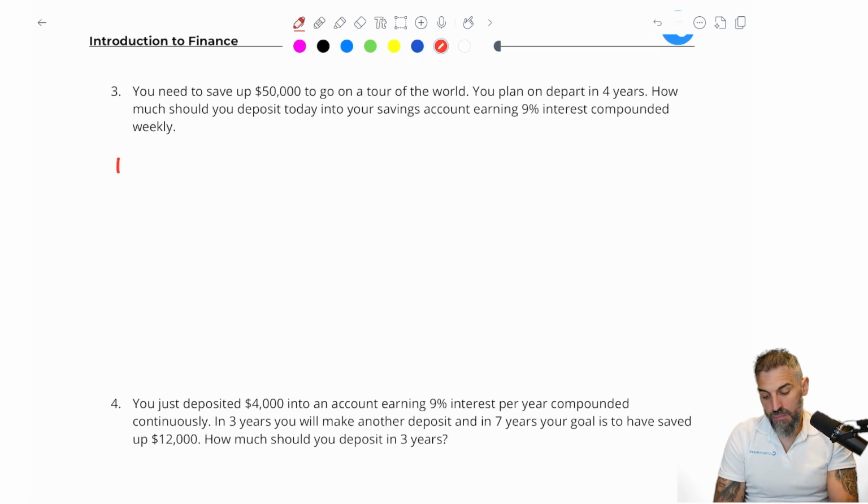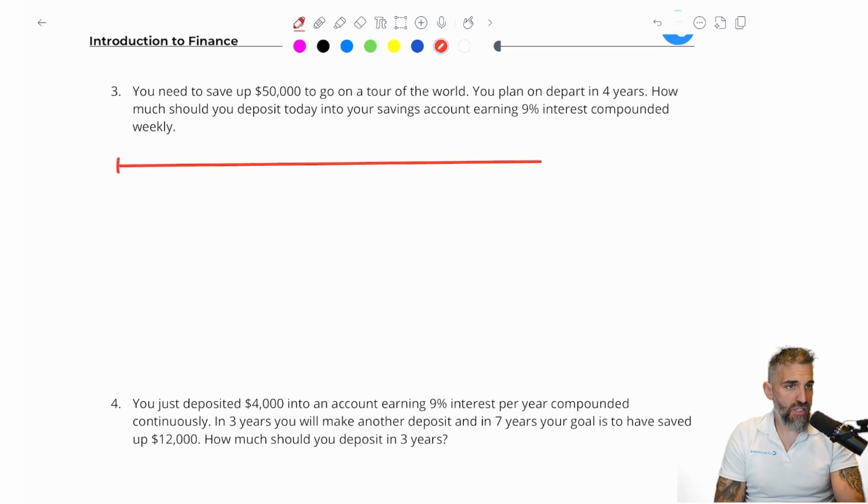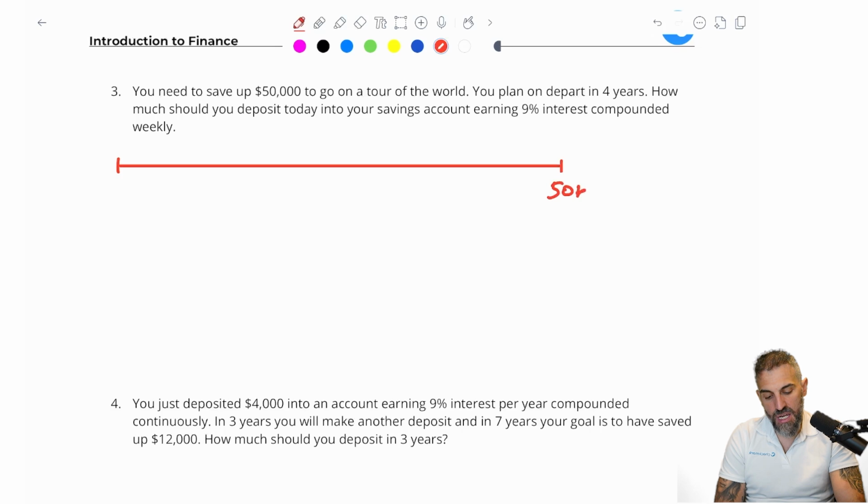So this is different. And I love timelines, guys. You will notice that I love timelines. You need to love timelines. It just helps to have a visual of what's going on. You need to have 50K 4 years from now. Today we're here at time 0.